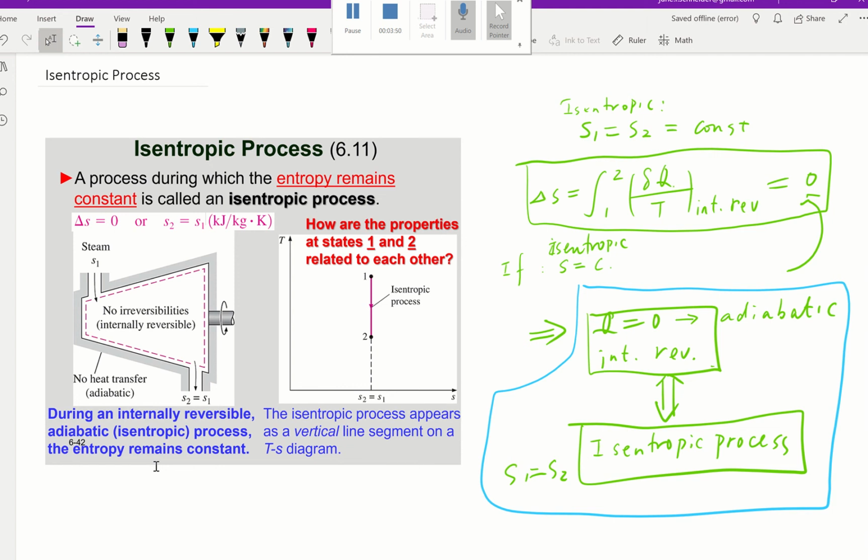So next time we will look at an example of this isentropic process for devices like pumps, turbines, and compressors.